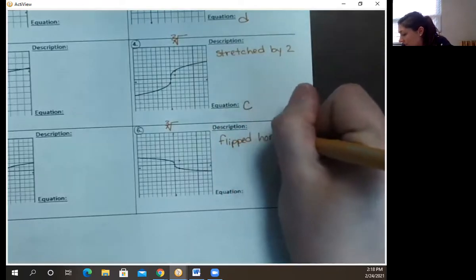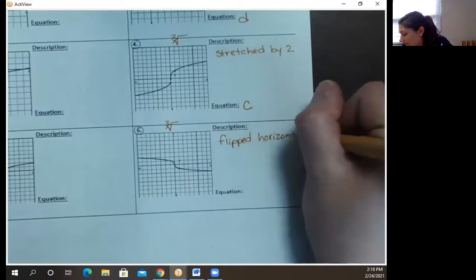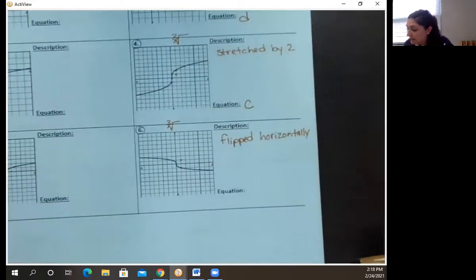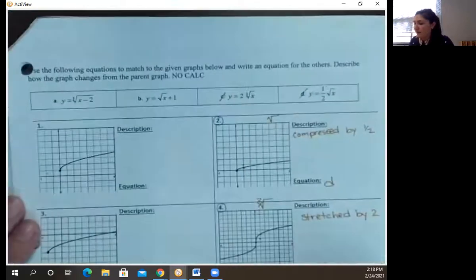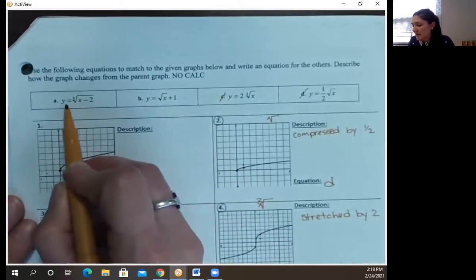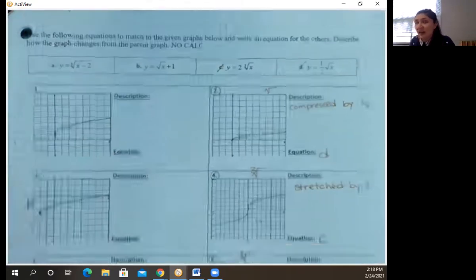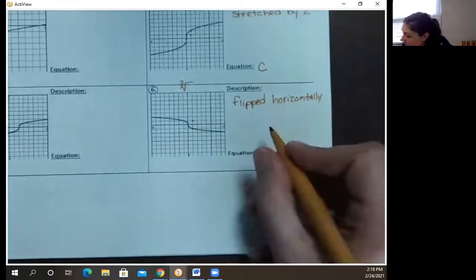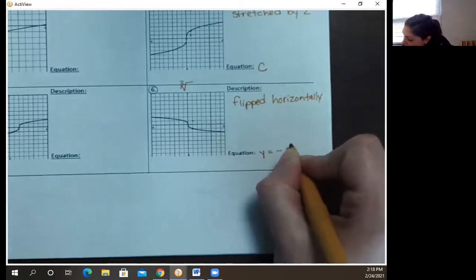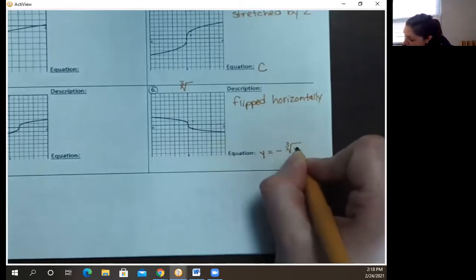I'm going to say I flipped this horizontally because I flipped it over a horizontal axis. So that means that I'll have a lead coefficient that's negative, just like we saw in that warm-up problem. If I go up to my 2 remaining functions, the only cube root function doesn't have a lead negative coefficient, so it's not A, so I'll need to write this one myself. So this would be y equals negative cube root of x.